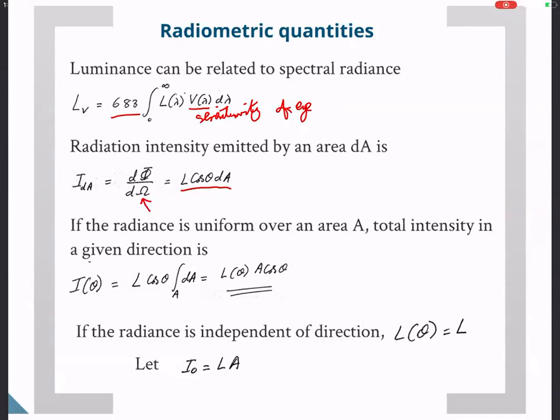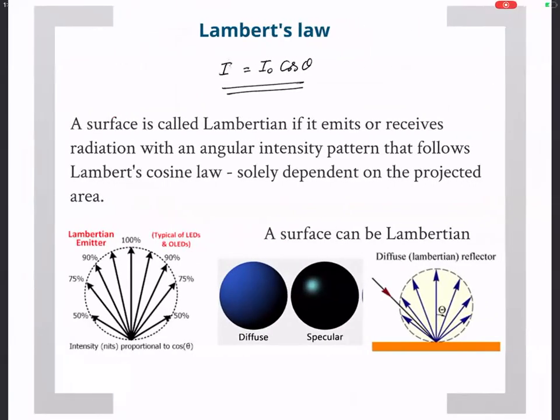Okay. Now, L itself can be a function of theta, which is the direction in which the light is being emitted from a source. So that's why you have to put that as a function here. But in case L is independent of direction, if you assume an isotropic emitter, in other words, a source that's emitting equally in all directions, which for instance, in the case of the sun, this is what we assume, then we can simply drop the theta. And then we can also say I naught is L times A, which is the normalized radiance. And we get a very simple expression, something referred to as Lambert's law. I equals I naught cos theta.